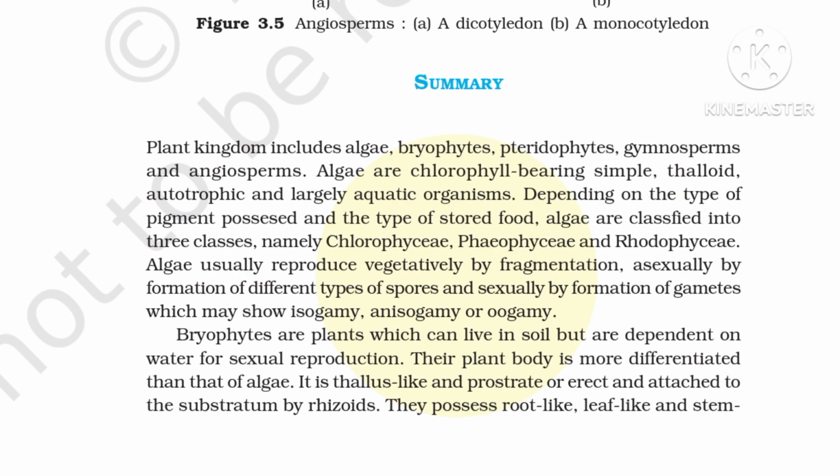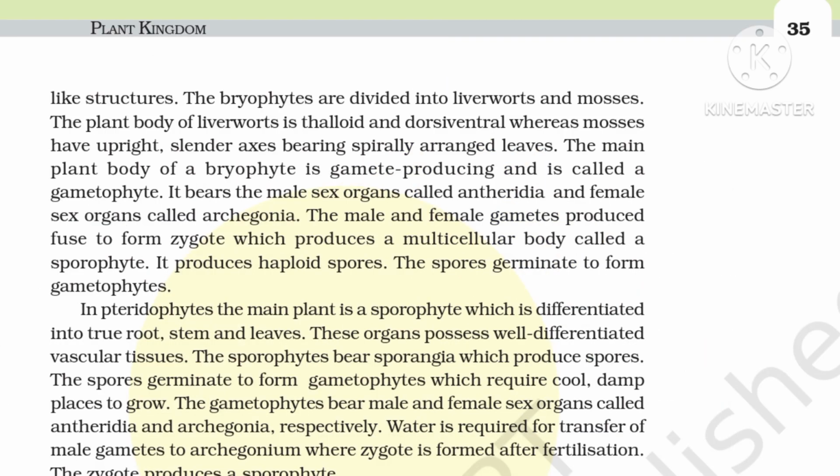Bryophytes are plants which can live in soil but are dependent on water for sexual reproduction. Their plant body is more differentiated than that of algae. It is thallus-like and prostrate or erect and attached to the substrate by rhizoids. They possess root-like, leaf-like, and stem-like structures. The bryophytes are divided into liverworts and mosses. The plant body of liverworts is thalloid and dorsiventral, whereas mosses have an upright cylindrical axis bearing spirally arranged leaves.